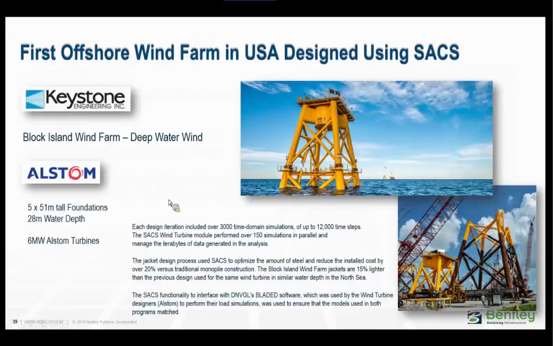And this is a first for SACS: the Block Island wind farm. It's the first offshore wind farm in the US, and we're proud to say that it was designed using the SACS wind turbine application. Again, these were 51-meter tall foundations in a water depth of about 28 meters, with a 6 megawatt Alstom turbine on these structures. And again, this used the GH Bladed interface.